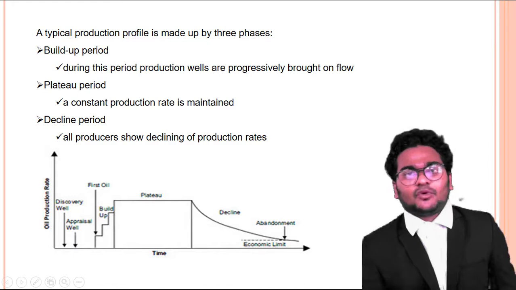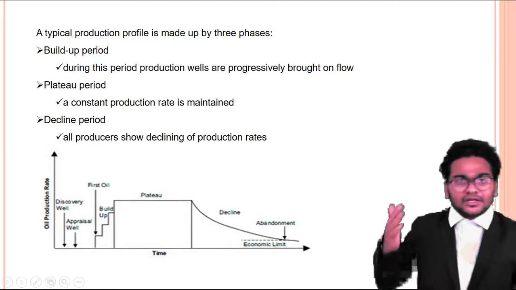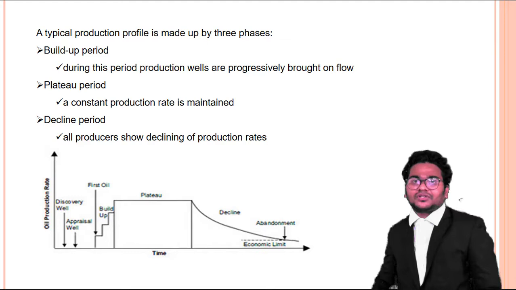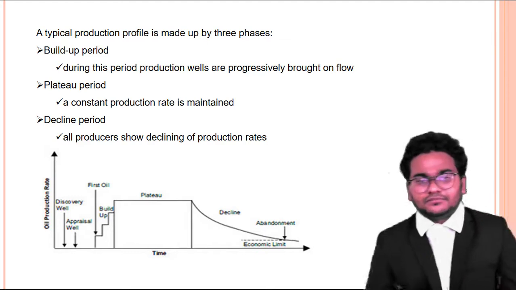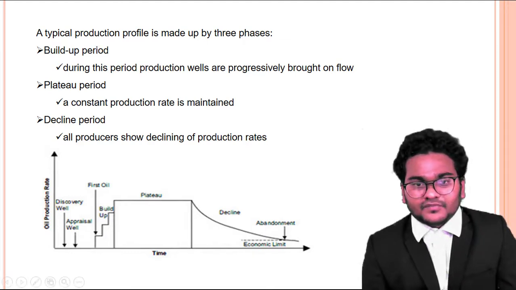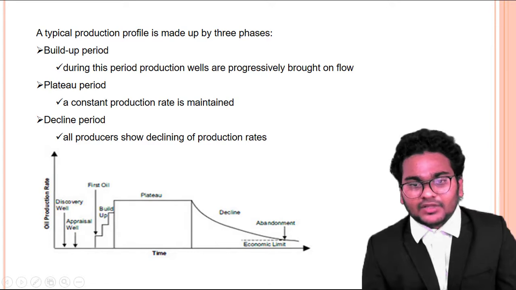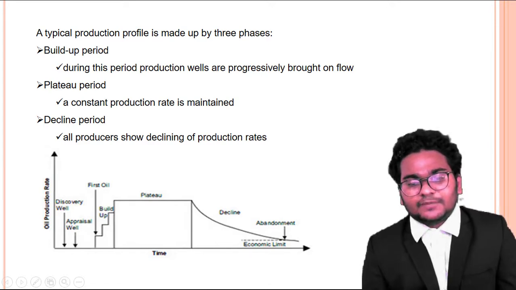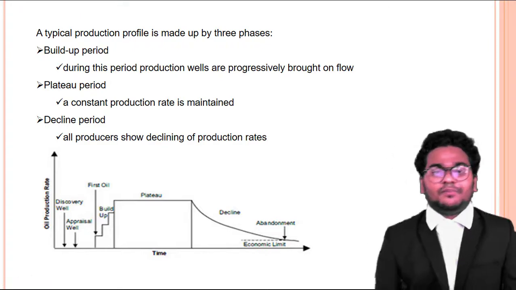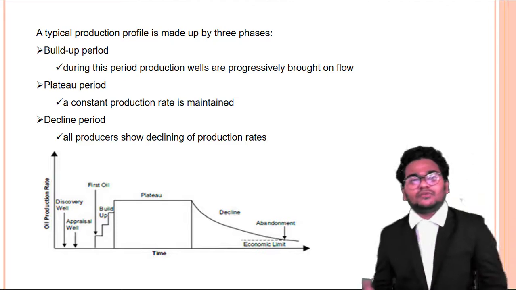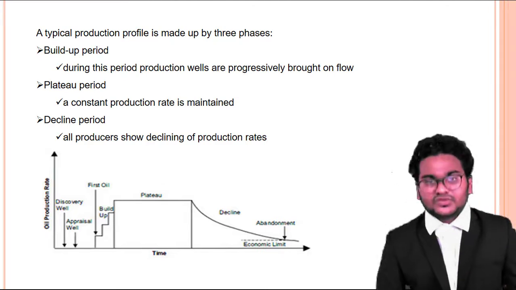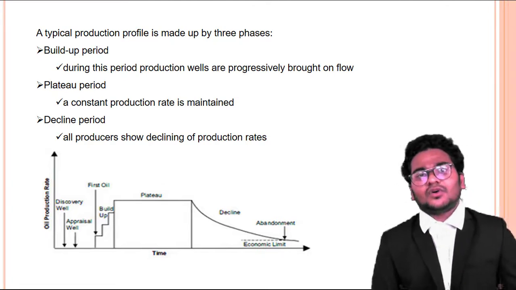After a certain point, it will slowly start to decline. It will slowly decrease the production. That we call the decline period. The final one is abandonment. Up to here it can produce, but below this line it crosses the economic limit, so we can't produce more than that. That is not cost effective for the company.